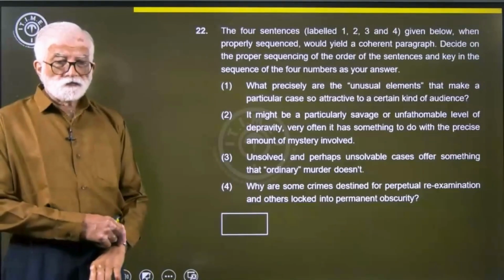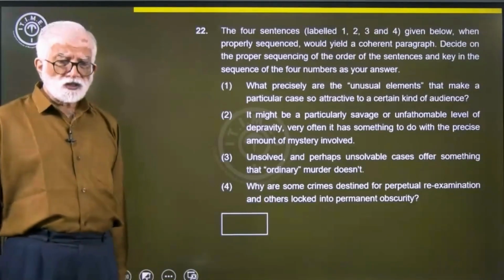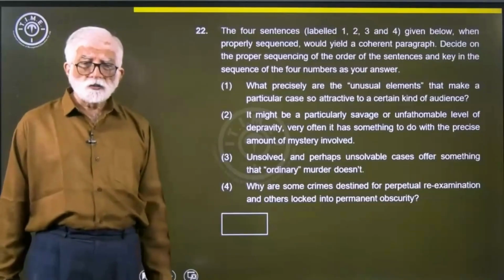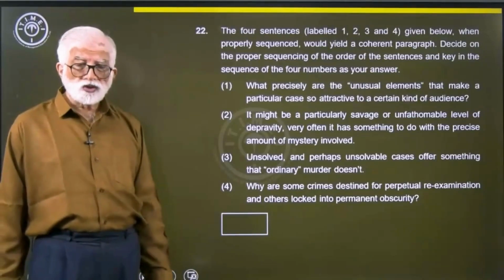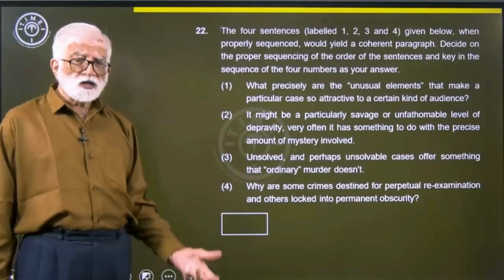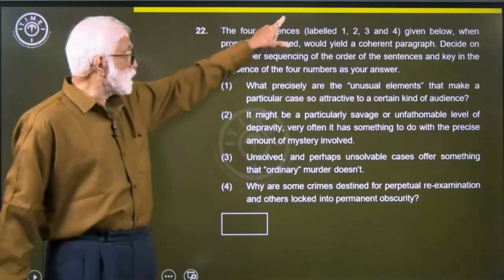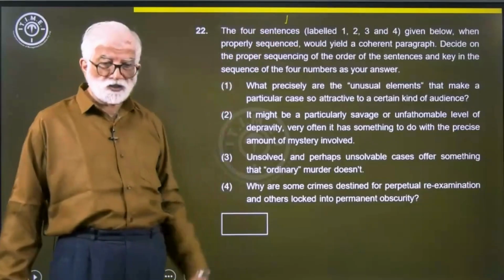So, what do we have here? Again, we have got to put 4 sentences into order. What precisely are the unusual elements that make a particular case so attractive to a certain kind of audience? So, it means the idea of unusual elements should have actually come in first. Okay. So, I will put 1 there. I do not know what comes before it or after it just yet.